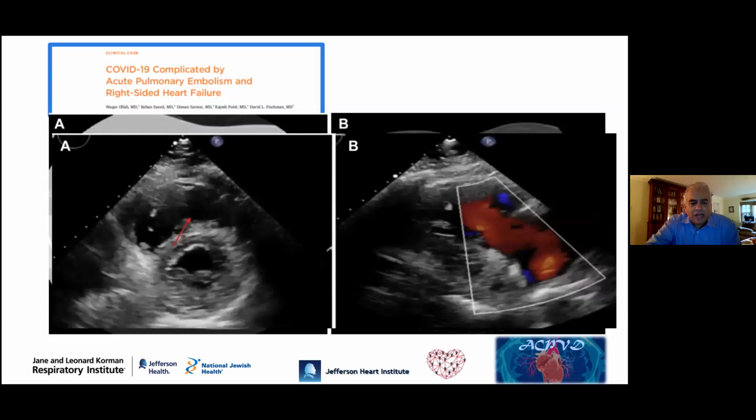She was treated with full dose enoxaparin, and you can appreciate an enlarged right ventricle on the picture on the left, and on the picture on the right, you can appreciate a significant degree of tricuspid regurgitation. With full dose enoxaparin, this woman recovered and was sent home despite having a pulmonary embolus.